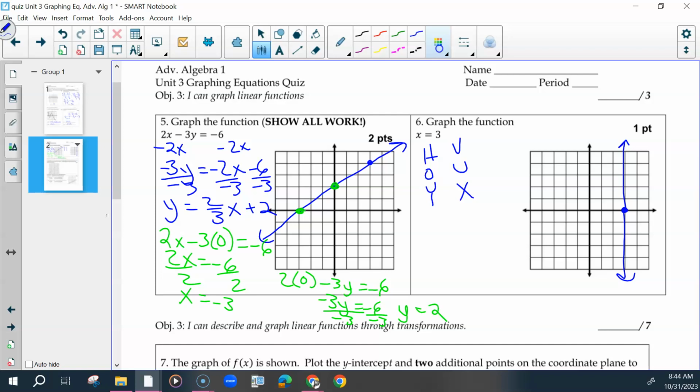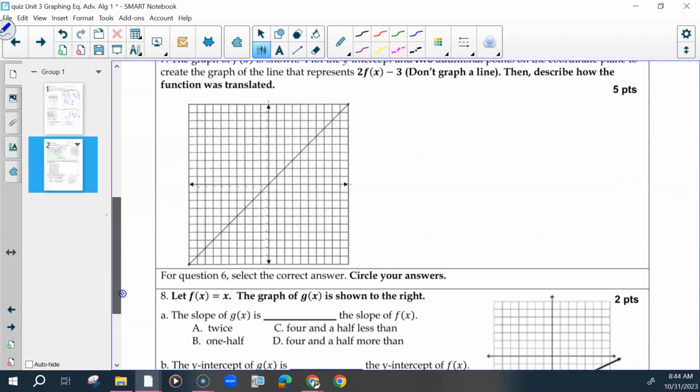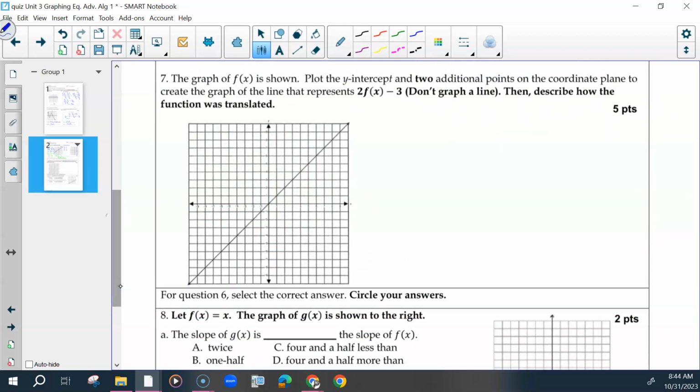Most of us got the last section correct. But then there were some minor issues with this one. So there were 5 things you were supposed to do for this problem. Plot the y-intercept, plot 2 additional points, and then describe how the function was translated. So the 2 translations: the slope got steeper by 2, and the y-intercept shifted down 3.